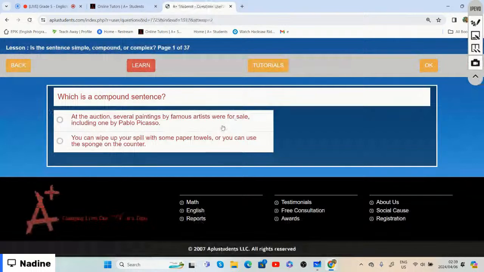Which is a compound sentence? We're going to choose between these two options and say which one is a compound sentence. It says, "At the auction, several paintings by famous artists were for sale, including one by Pablo Picasso." Or is it the second option that says, "You can wipe up your spill with some paper towels, or you can use the sponge on the counter"? We need to say which one is a compound sentence. Is it the first option or the second option?